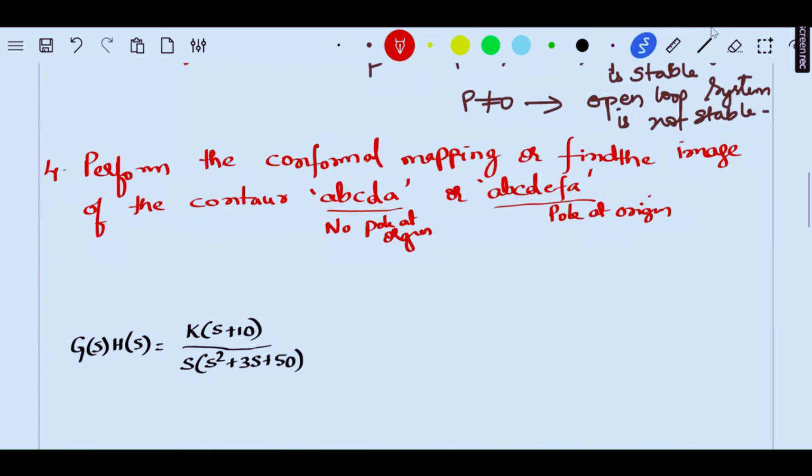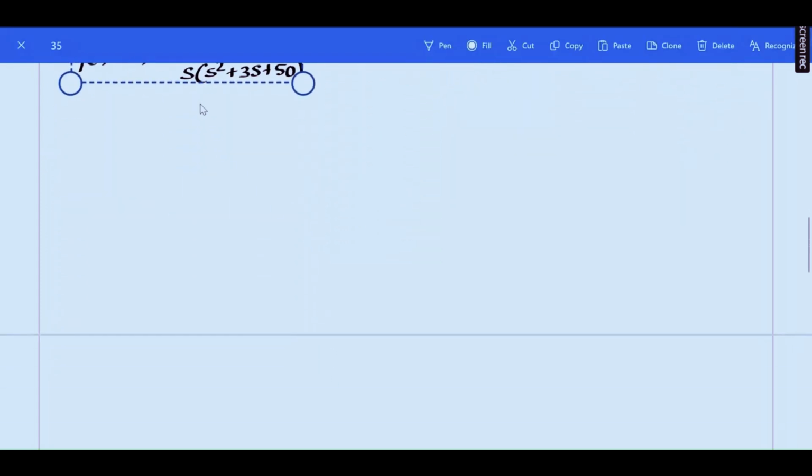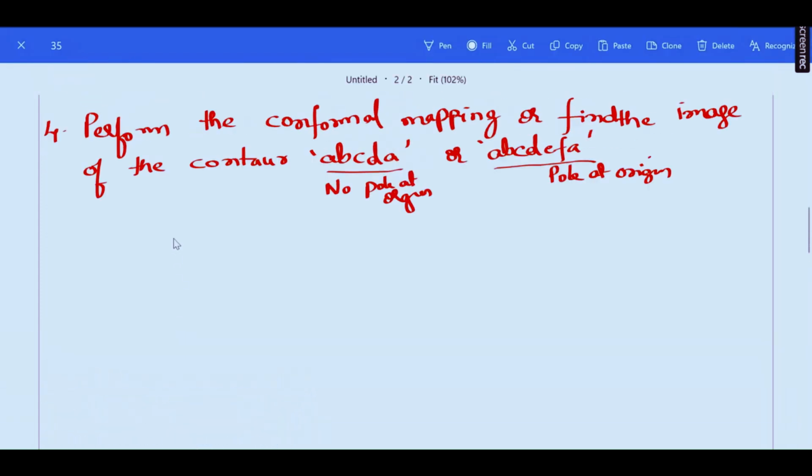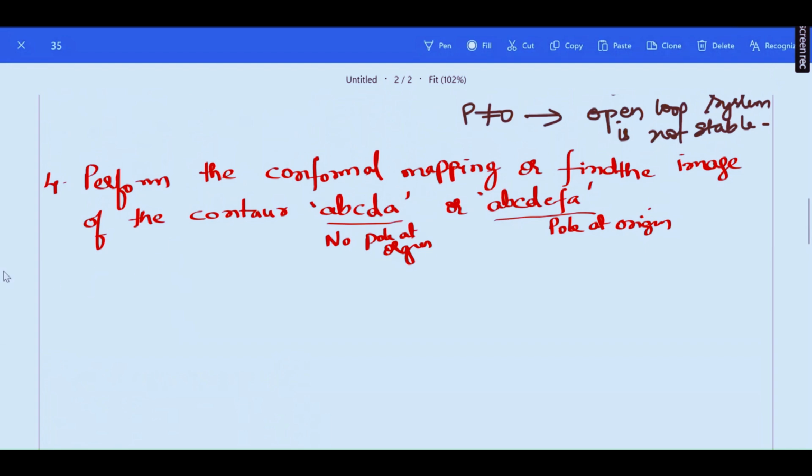Then the next step what we do is the fifth step.